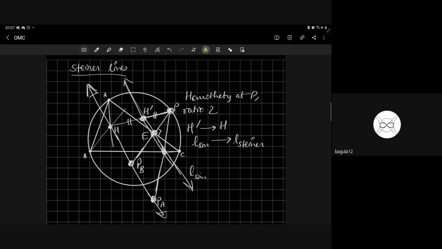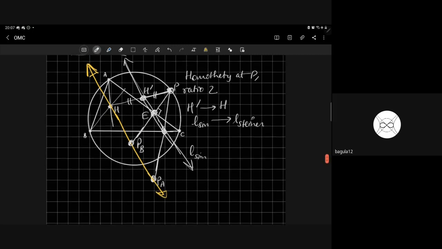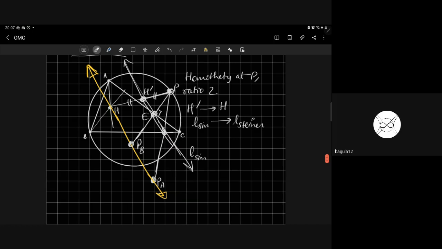I'll mark it in yellow. So the Steiner line of P passes through the reflections of P about the sides of ABC. Correct? Because P sub A is the reflection of P over BC, and that's just the image of this point D. Similarly, P sub B is the image of point E under this dilation or homothety.